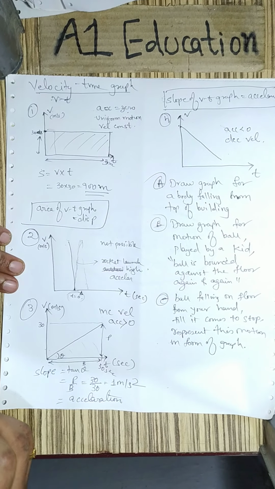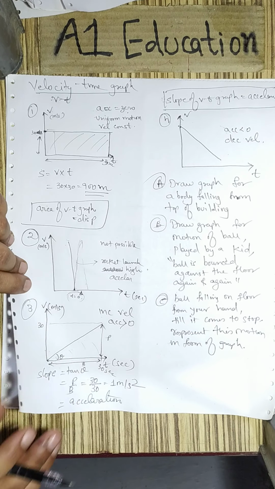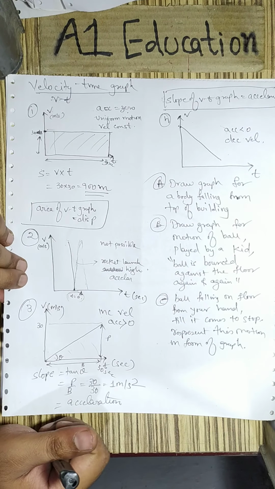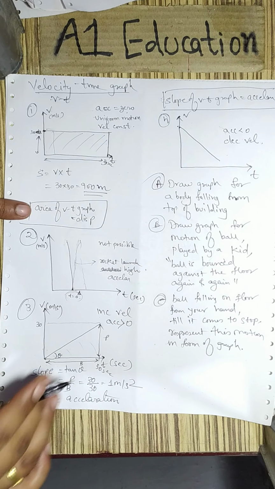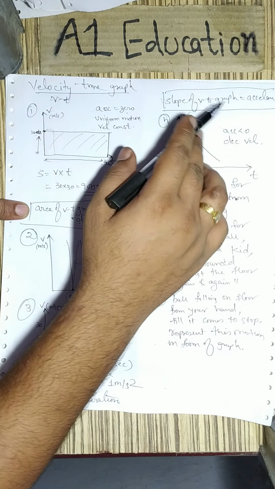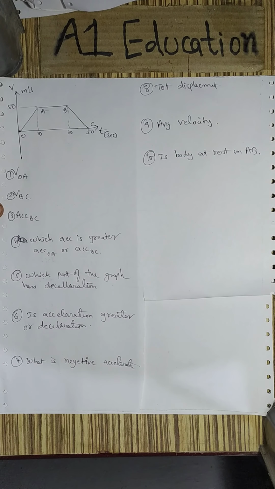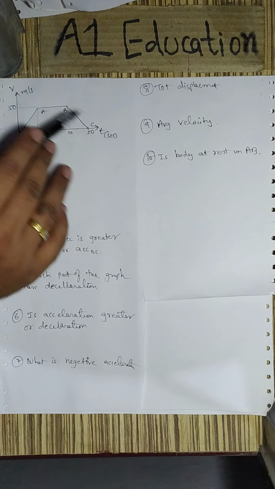Keep watching. Next, we move on to the velocity time graph. We do some numericals to better understand the application of these two conclusions: the area of the VT graph gives displacement and the slope of the VT graph gives acceleration. So let us solve this question on the velocity time graph.